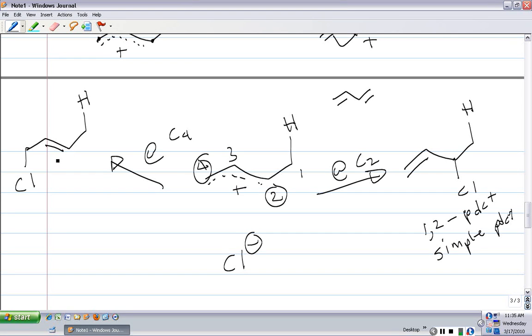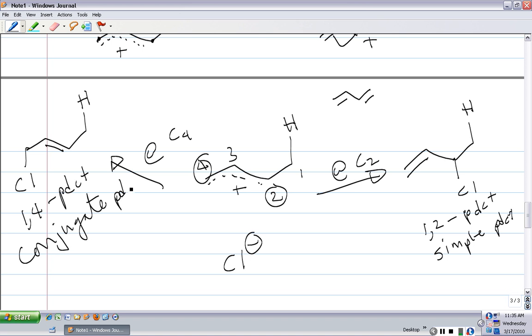I would call this species the 1,4 product, or sometimes the 1,4 addition product. Right, so it's a 1,4 product. And it's not called the difficult product, it's called the conjugate addition product.